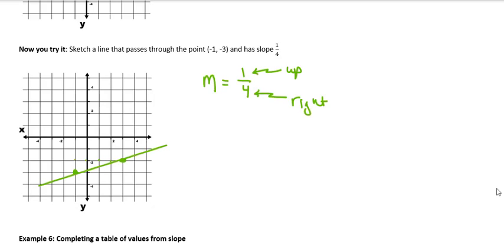Okay, so I started with my point, -1, -3, right over here. And then I used the slope 1/4, so I wanted to make note that 1 means up 1 and 4 means right. So if they're positive, they're up and right. If they're negative, they're either left or down, but not both. All right, so I went up 1 and over to the right 4.